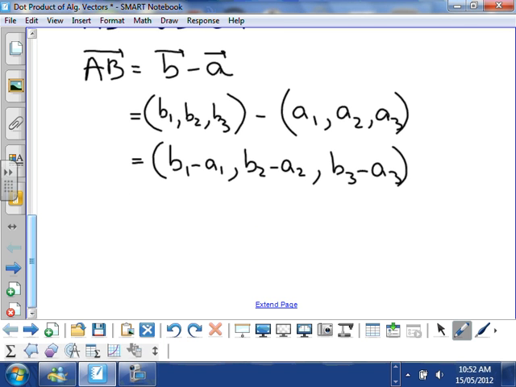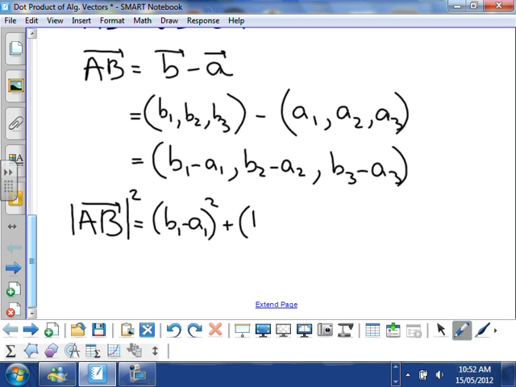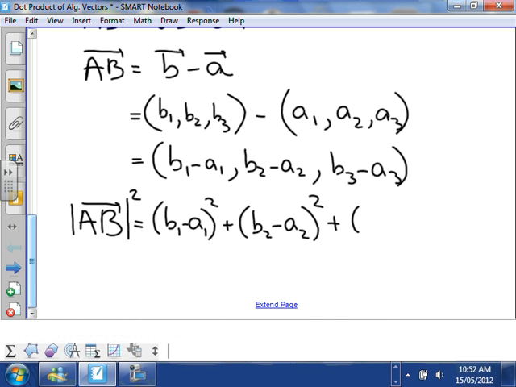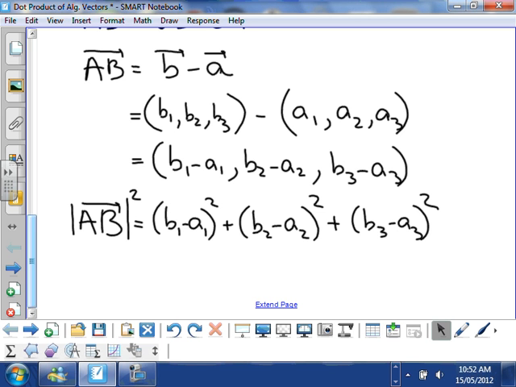One more step I need to calculate is the magnitude of AB. What is the magnitude of AB? Well, actually, I'm going to need it squared, and that makes my life easier. Exactly like I did before, it is B1 minus A1 squared plus B2 minus A2 squared plus B3 minus A3 squared. Good. So life is good.